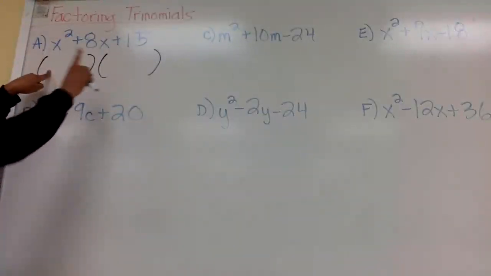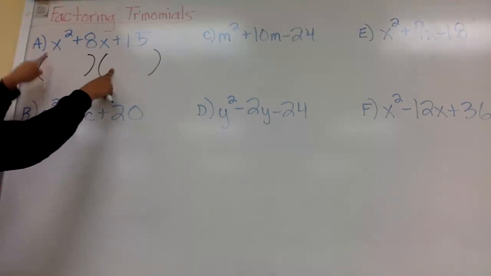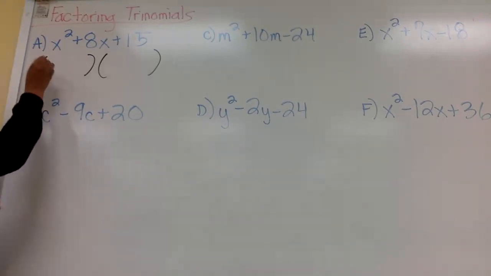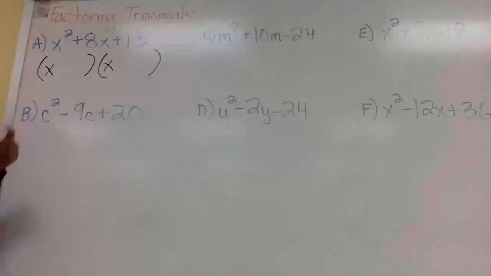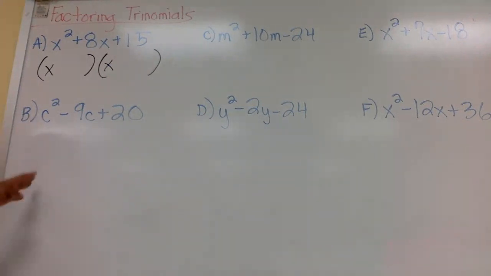And something times something. So in these two blanks here, something times something has to multiply to give you the first term here. So the first term here is x squared. So that's going to be x and x. So that's relatively the simple part. So most people got that. You put your variable in there, ta-da.